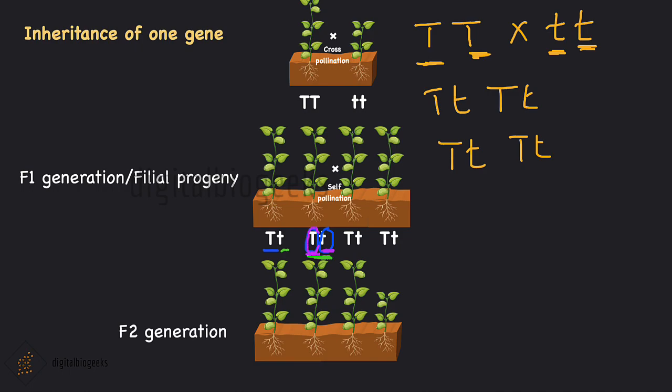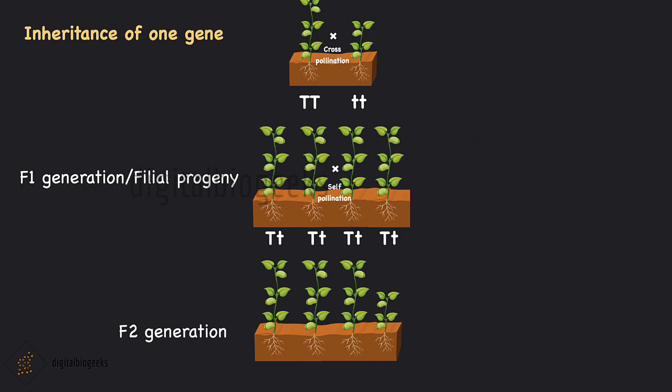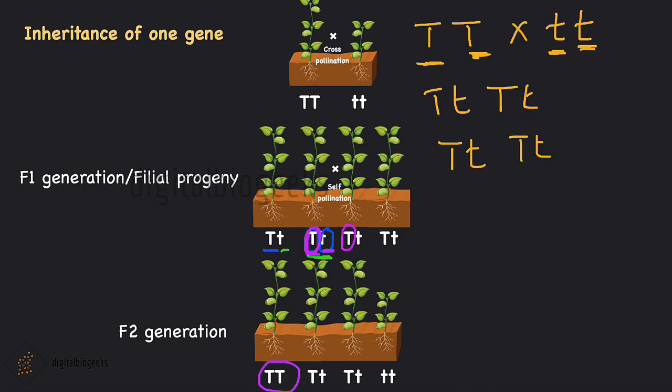This capital T from one plant, that is the pollen, and the capital T from the other plant, that is the egg, unite to form the zygote, which has capital T and capital T. This is a homozygous form as it contains two identical alleles. In other cases, it is capital T and small t, which is heterozygous. Like this, in the F2 generation, Mendel got one capital T capital T, two capital T and small t, and one small t and small t.